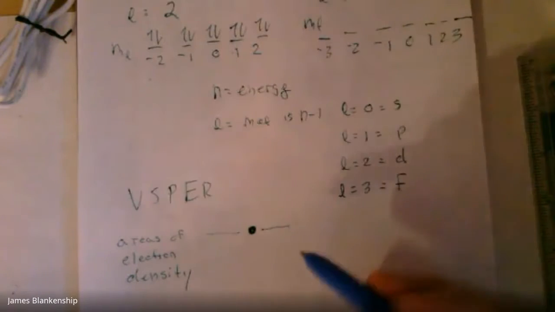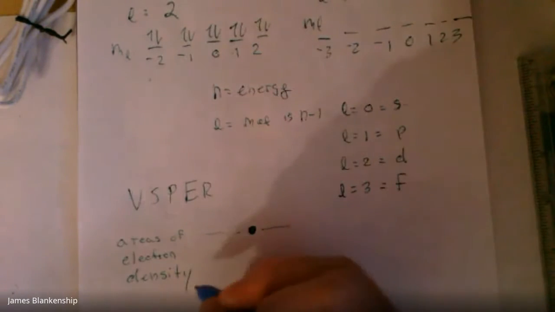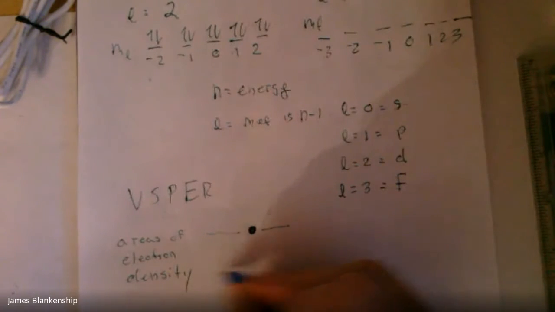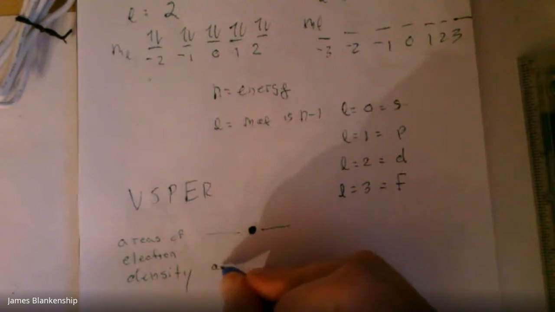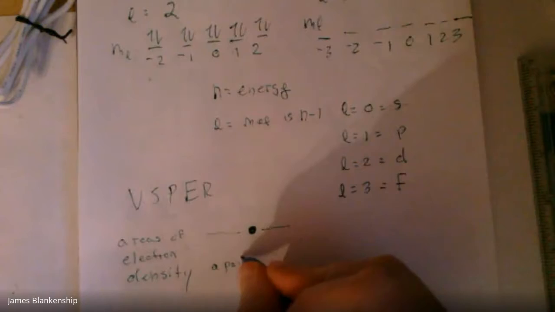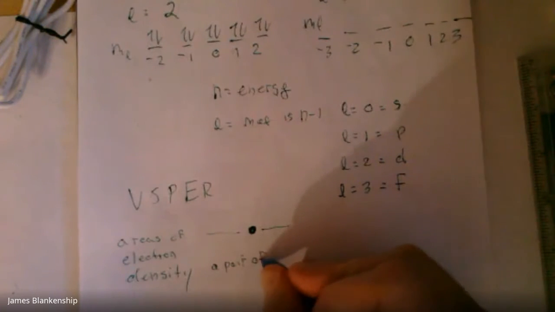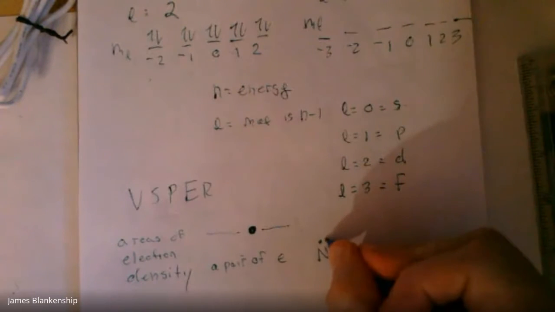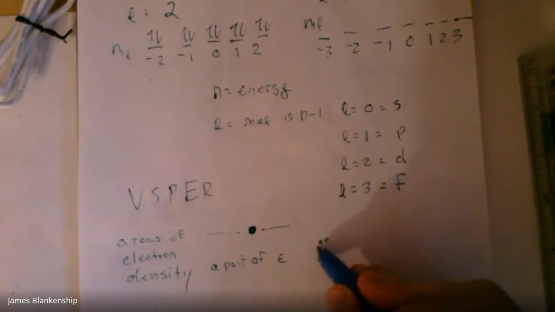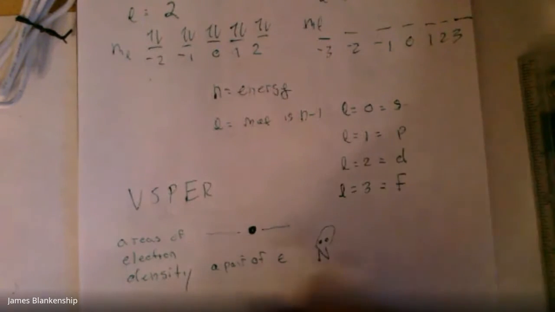Now, areas of electron density can be one of three things. You can have a pair of electrons. This would be like if we had nitrogen, we had two electrons hanging out there. That's our pair of electrons. They can be a single bond.